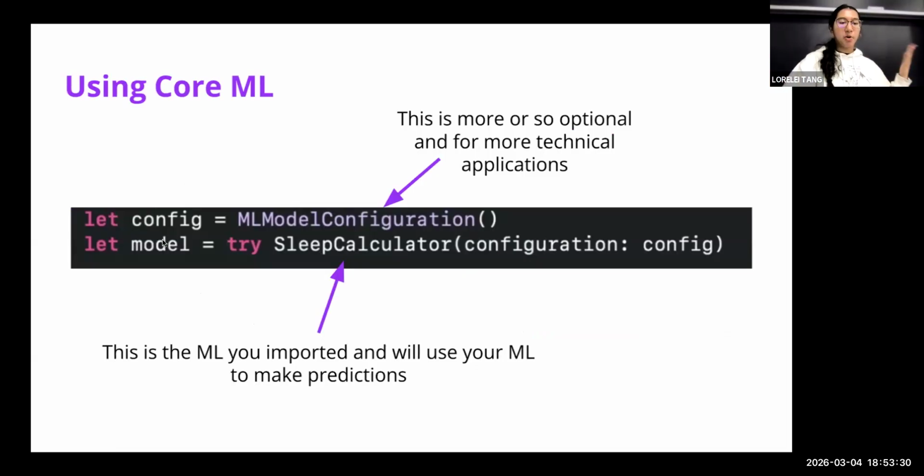So again, Mark is going to go more into detail with these, but this is the general syntax you would start with. You would create a model, and this SleepCalculator is the name of our Create ML file or model. You're basically letting your machine know to use this ML and create a model from that.